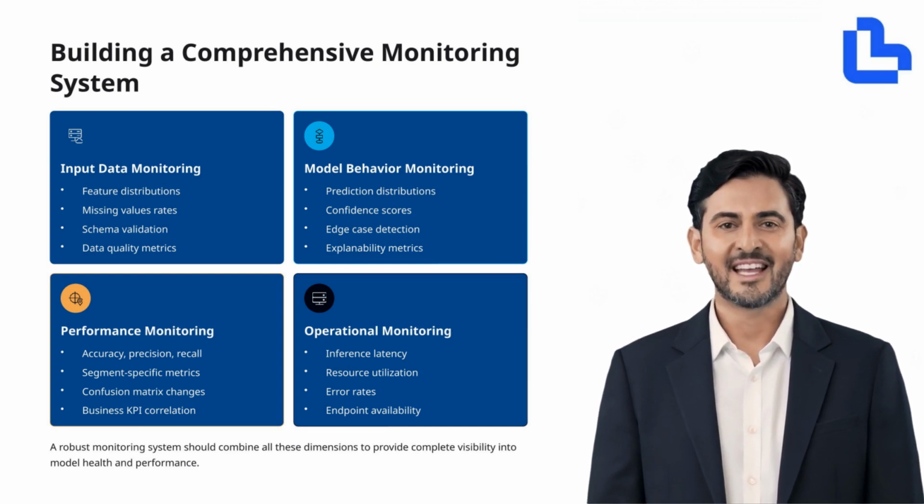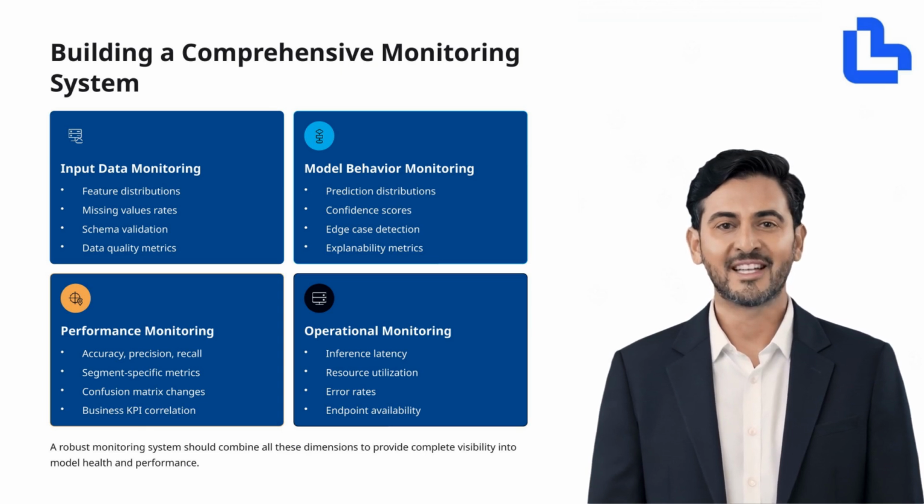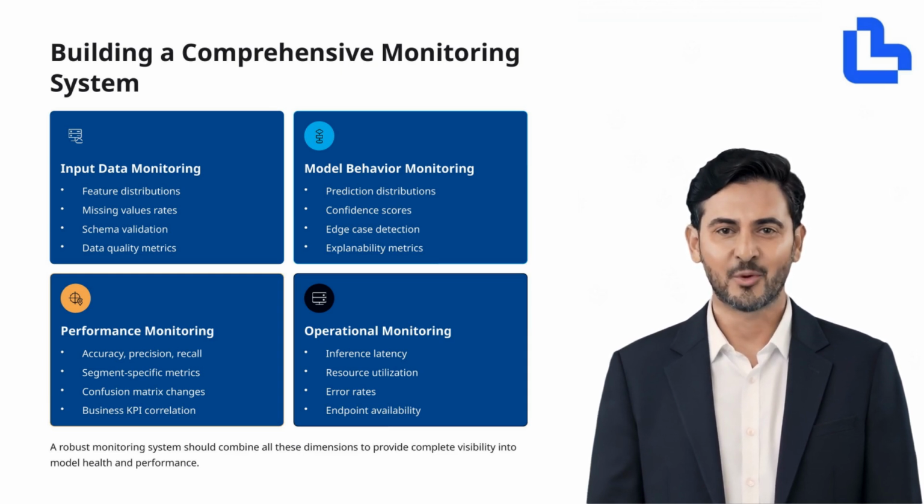Here, you're looking at how the model is making decisions. Are the prediction distributions consistent? Are confidence scores within expected ranges? Are edge cases being handled appropriately? You can also include explainability metrics to ensure the model's reasoning remains transparent and trustworthy.